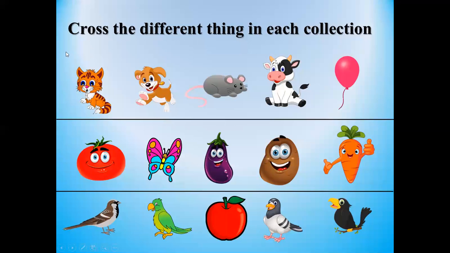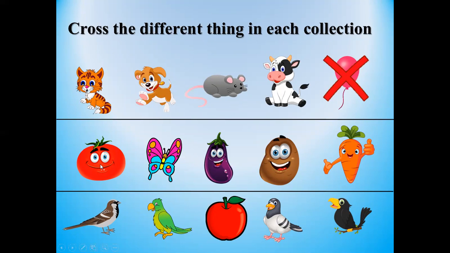Next, cross the different things in each collection. Here are some objects in this line. Yes, once again, cat is an animal, dog is an animal, mouse is an animal, cow is an animal. But balloon is not an animal. So we will cross out the balloon.